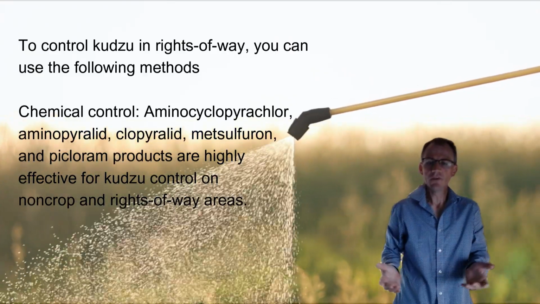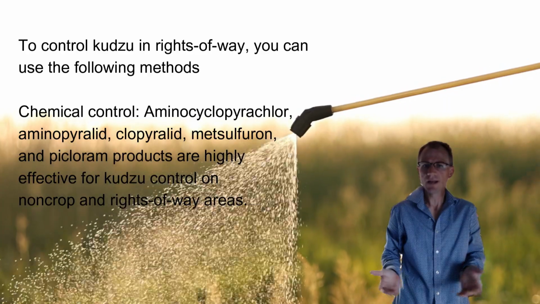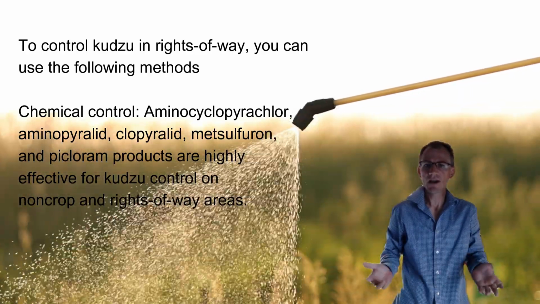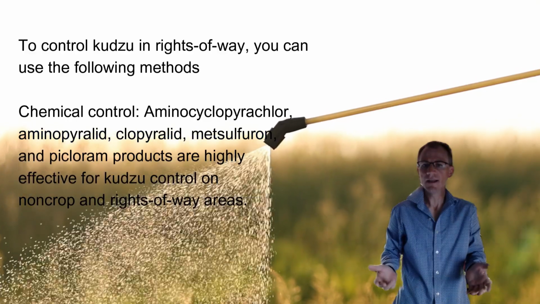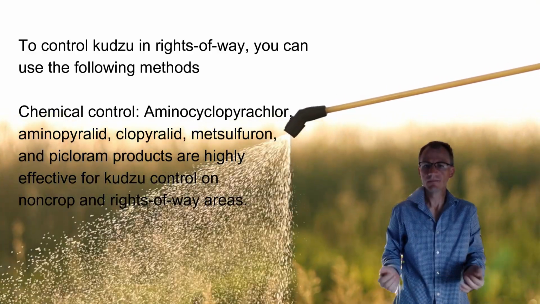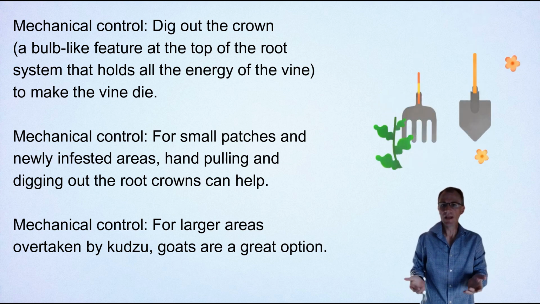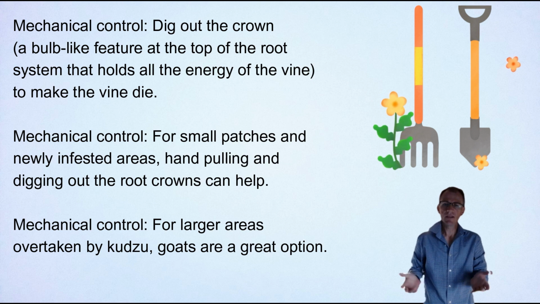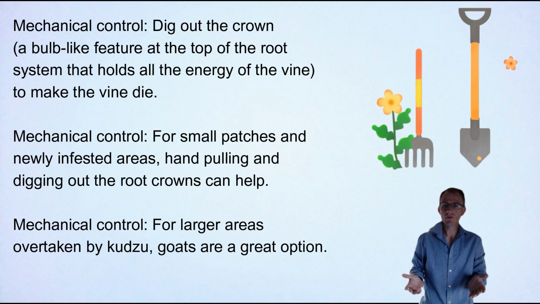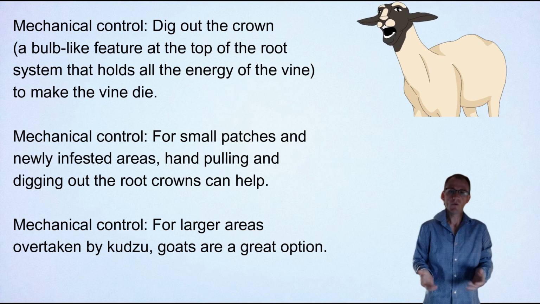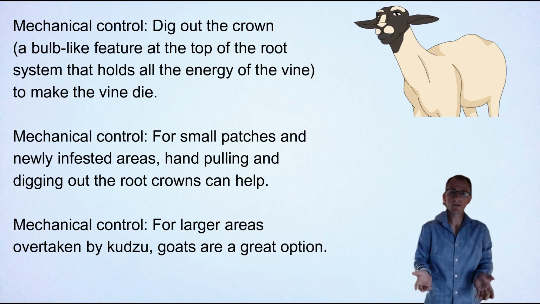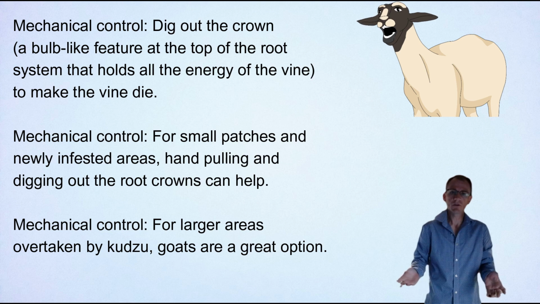aminocyclopyrachlor, aminopyralid, clopyralid, metsulfuron, and picloram products are highly effective for kudzu control on non-crop and rights of way areas. When we look at mechanical control for kudzu, we dig out the crown, a bulb-like feature at the top of the root system that holds all the energy of the vine, to make the vine die. Also with mechanical control, for small patches in newly infested areas, hand pulling and digging out the root crowns can help. Lastly, when we're looking at mechanical control for larger areas overtaken by kudzu, goats are a great option.